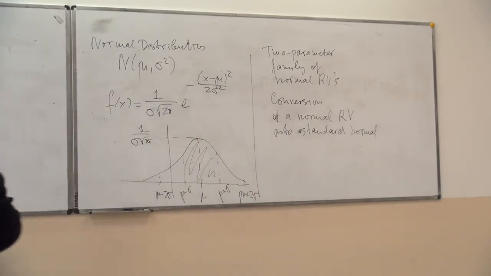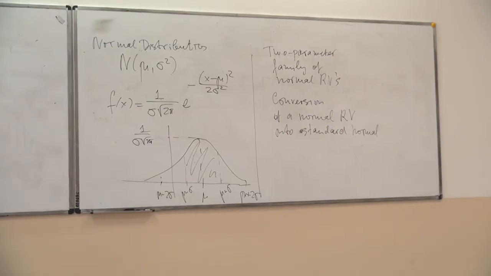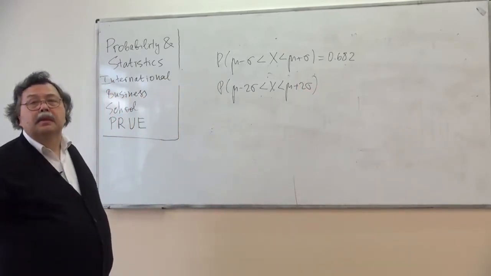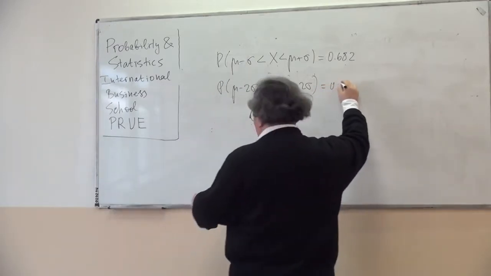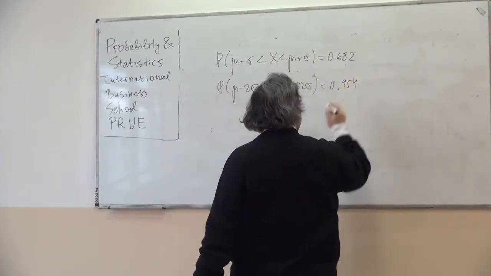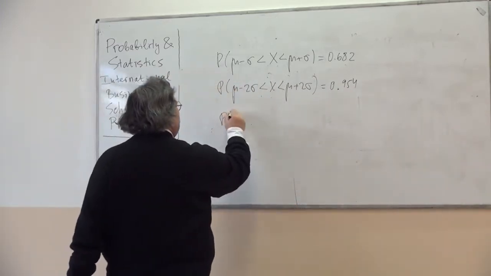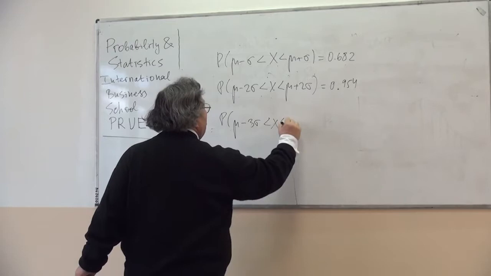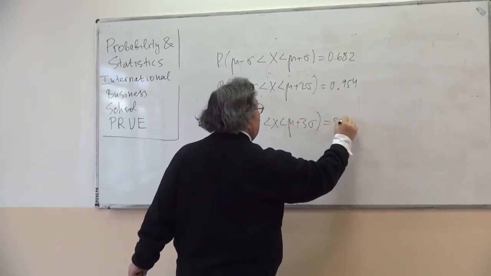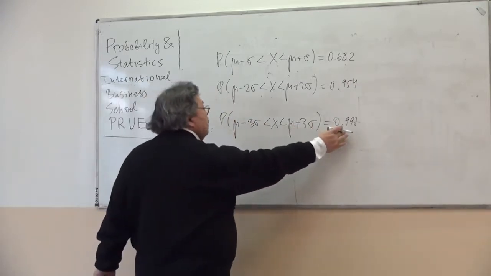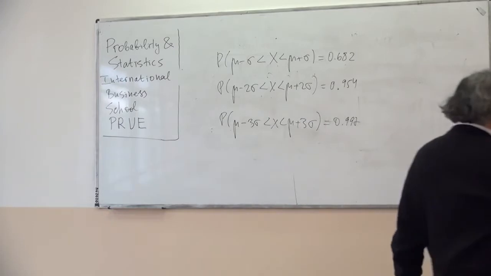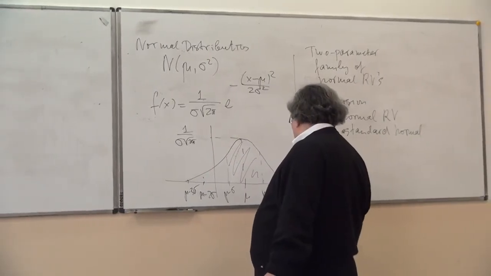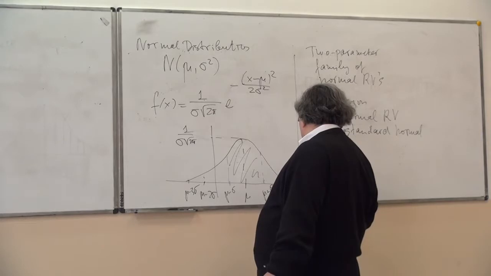Also, we can look at a larger interval, mu minus 2 sigma here, and mu plus 2 sigma here. And again, the probability that x gets within this larger interval is equal to 0.9554. And if we look at the still larger interval, mu minus 3 sigma to mu plus 3 sigma here, look at this number, 0.997.